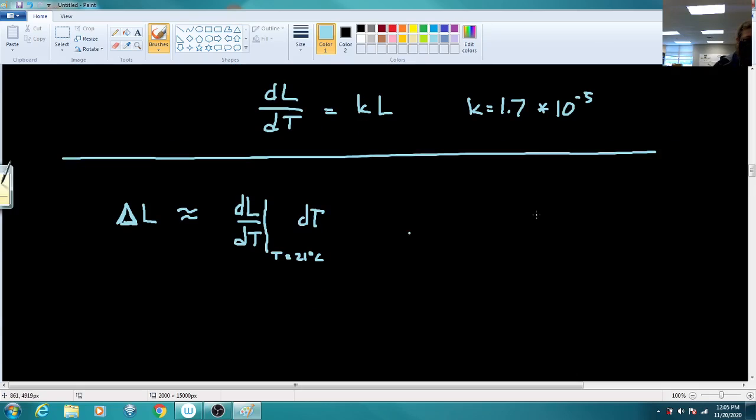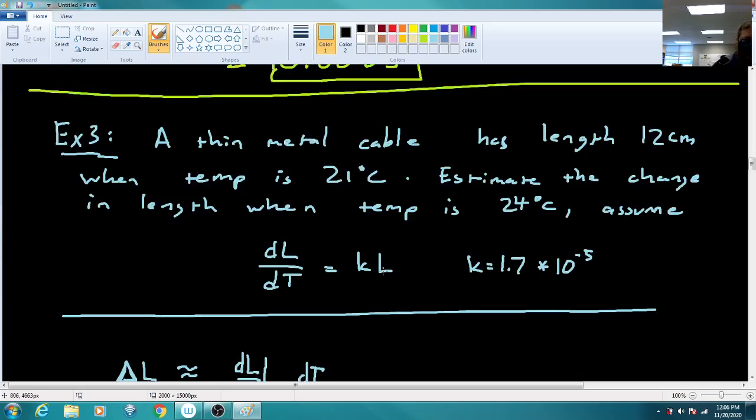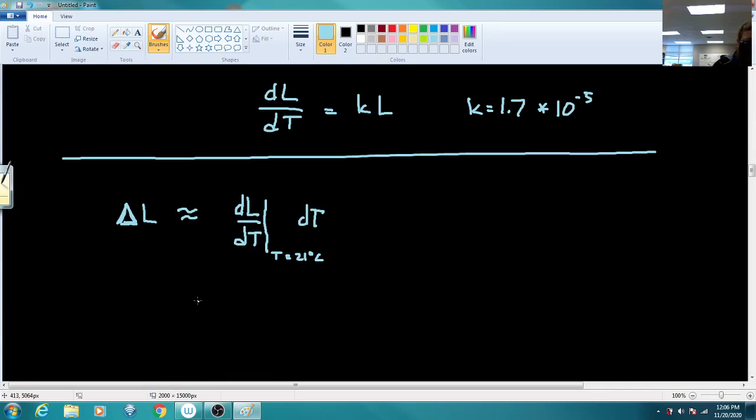So to get dl dt at 21 degrees Celsius, we have to use this formula. This formula will be the thermal coefficient times the length at 21 degrees Celsius. The length is 12 centimeters at 21 degrees Celsius. So we'll say this is equal to 1.7 times 10 to the negative 5 times our 12 centimeters. And then that's multiplied by dt.